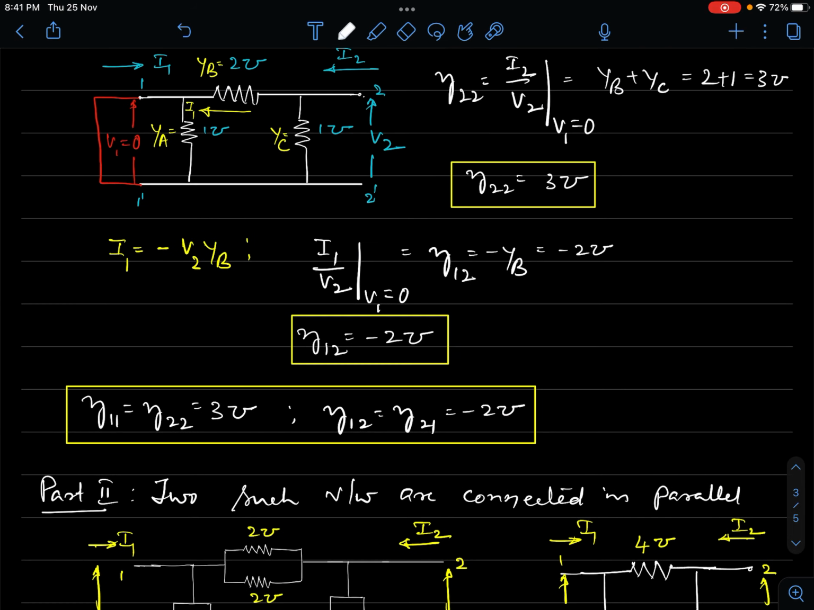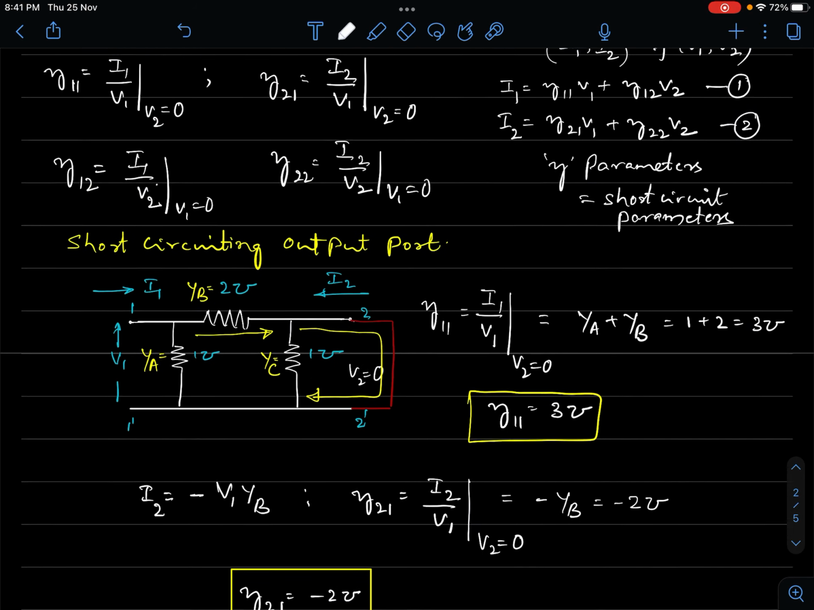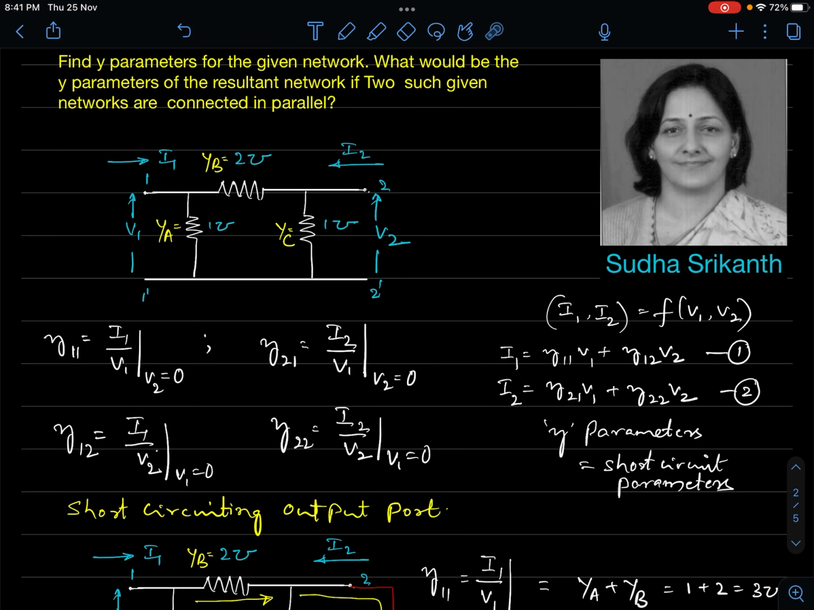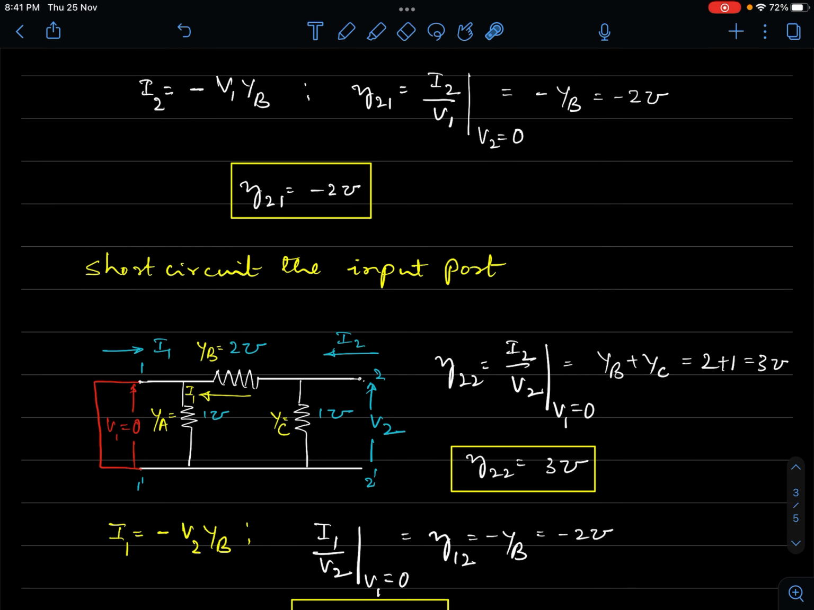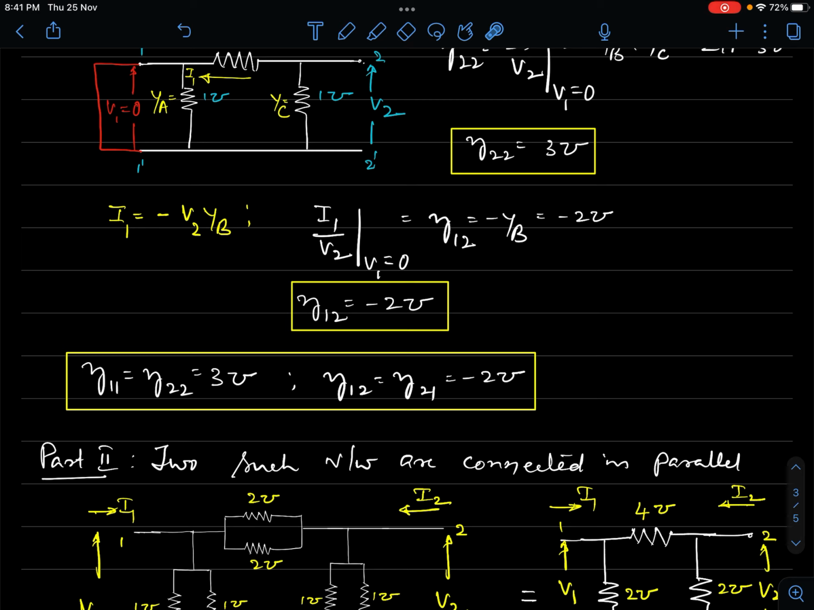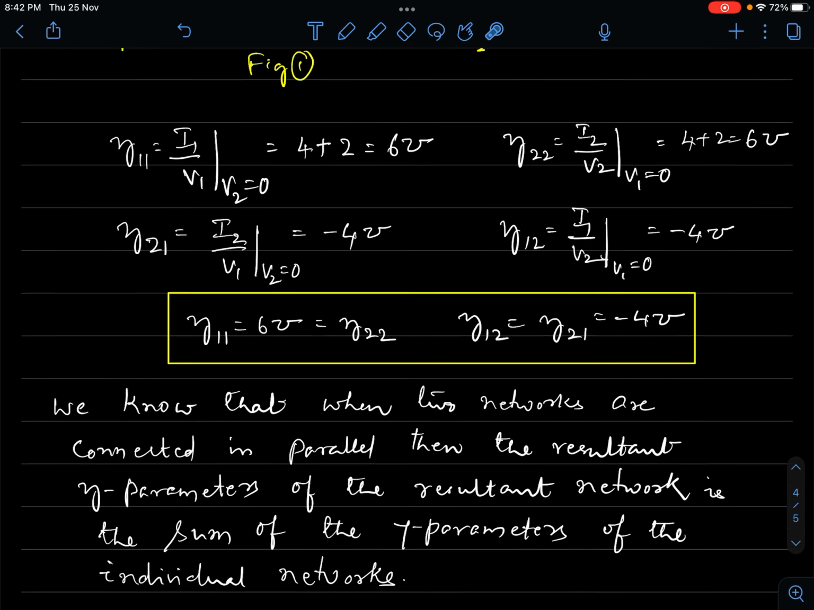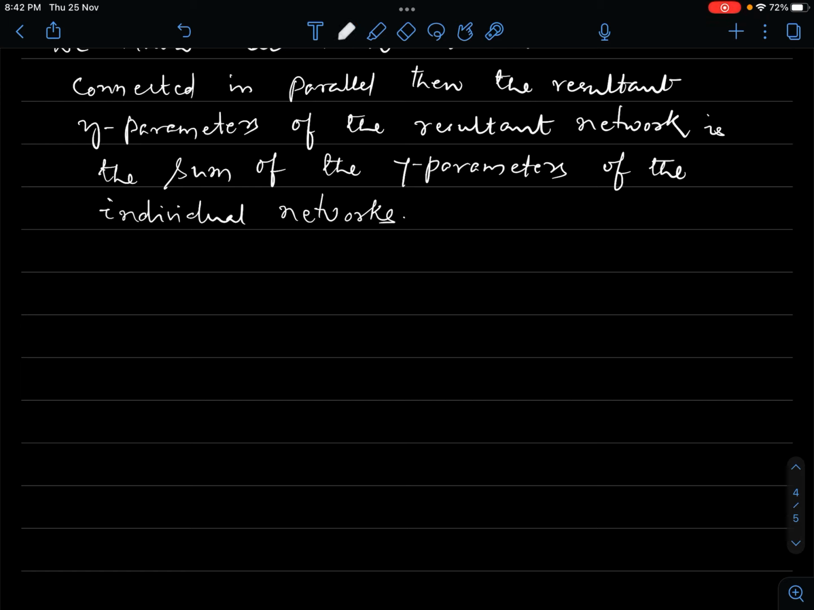Okay, so that means you have identical networks in this case. You have another network of the same nature, and you are paralleling the two. So the Y parameters of the resultant network is the sum of the Y parameters of the individual networks. This is the result we have, so we can make use of it and deduce the same y parameters.